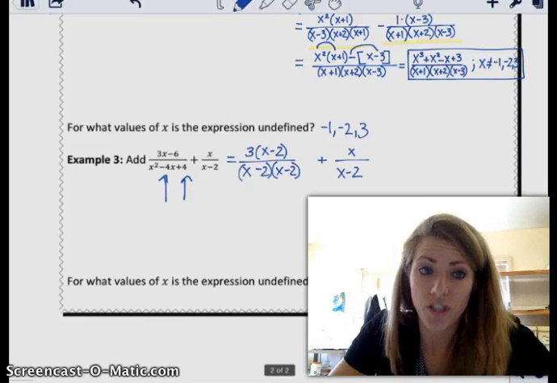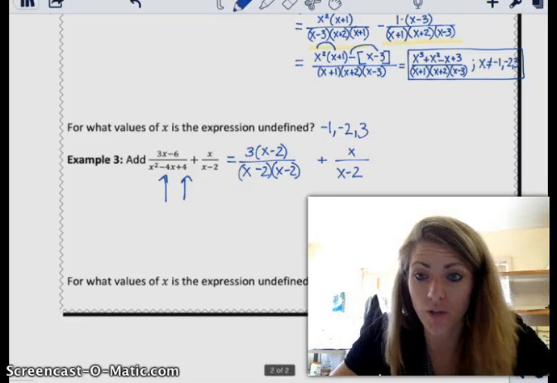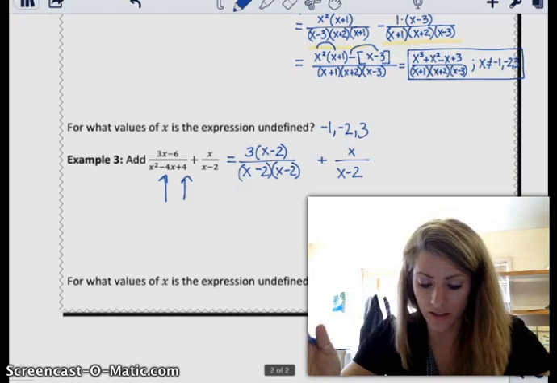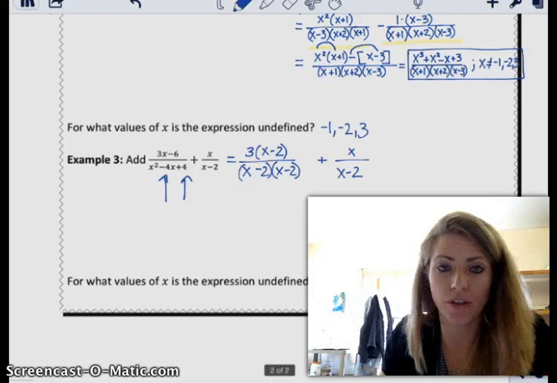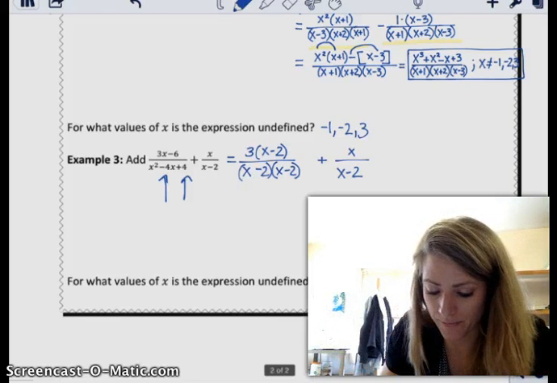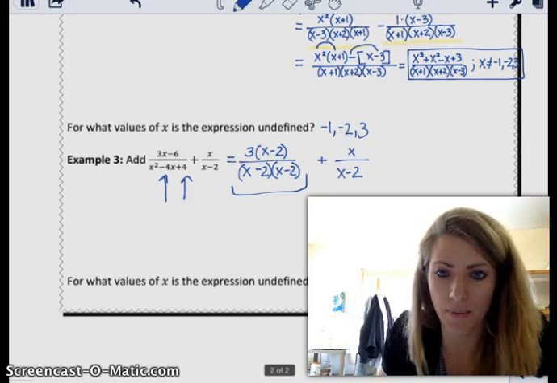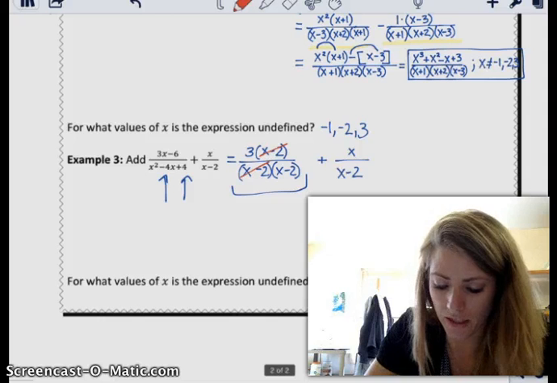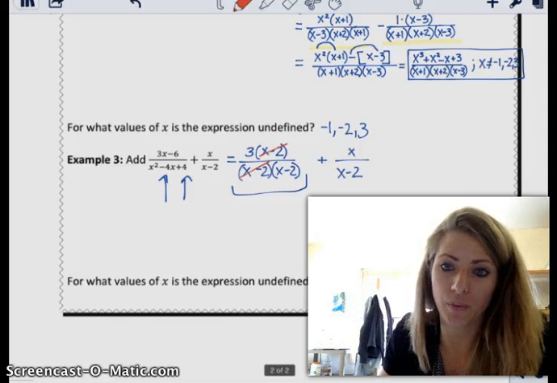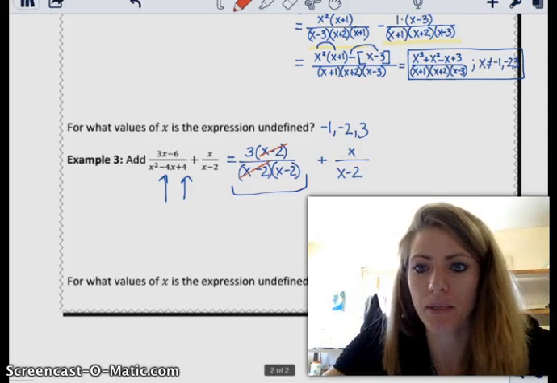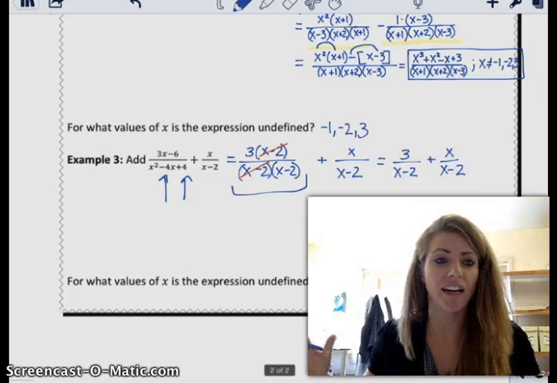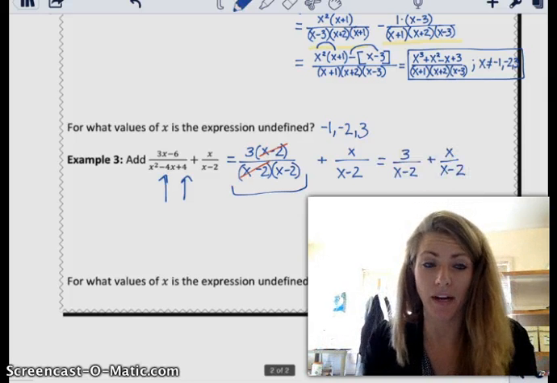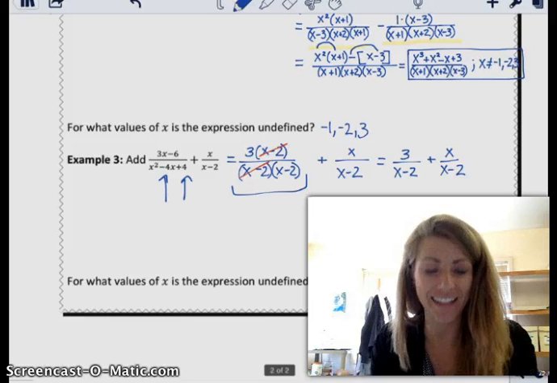Okay, once you have everything factored, then you look and see, is there anything I can cancel first? And I see an x minus 2 in the numerator of my first fraction and an x minus 2 in the denominator. So I can cancel one of those out, x minus 2 and x minus 2. And so I'm left with 3 over x minus 2 plus x over x minus 2. Look at that! I didn't even have to find a common denominator. I made one. That's cool.